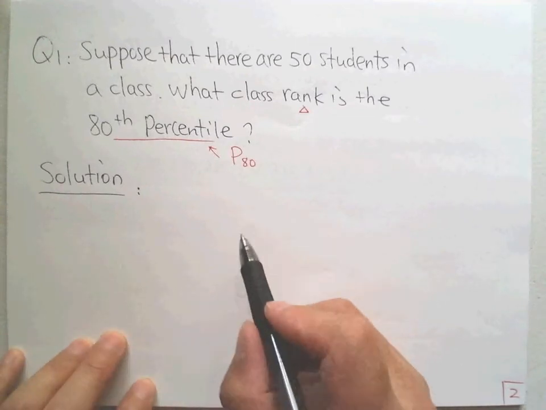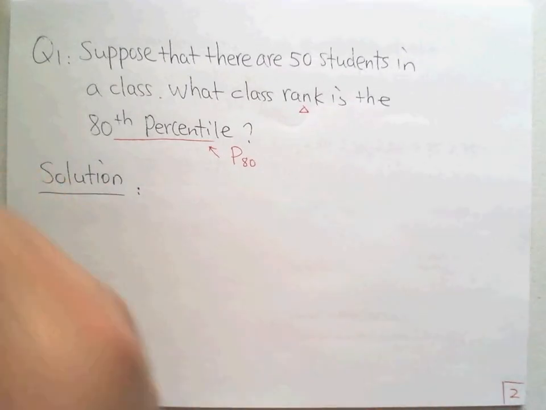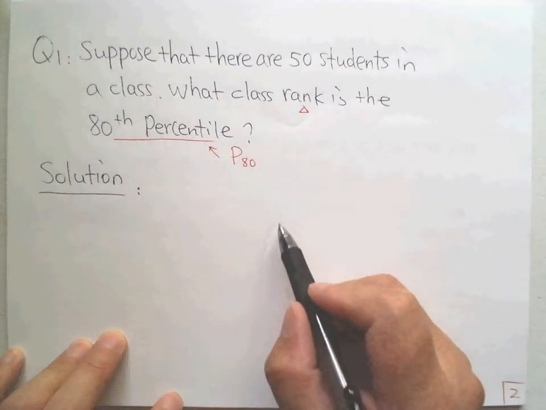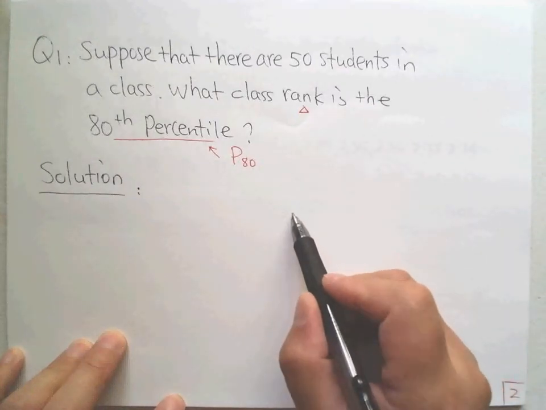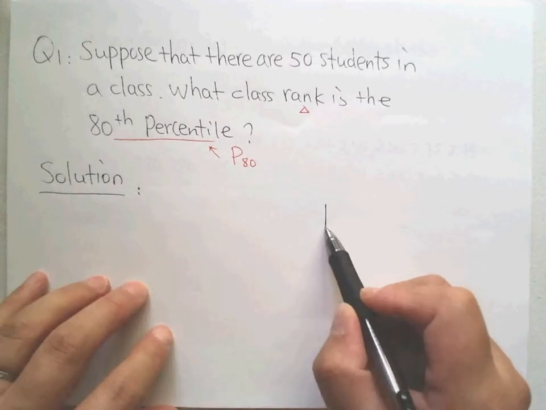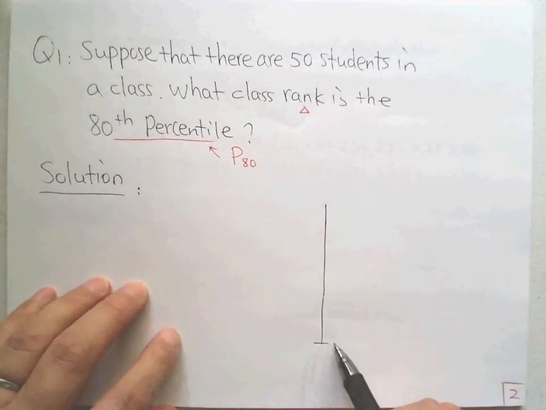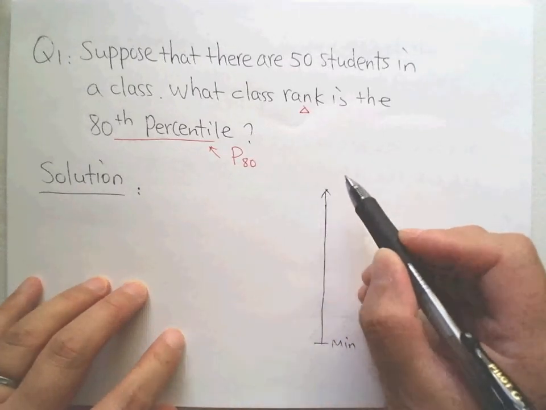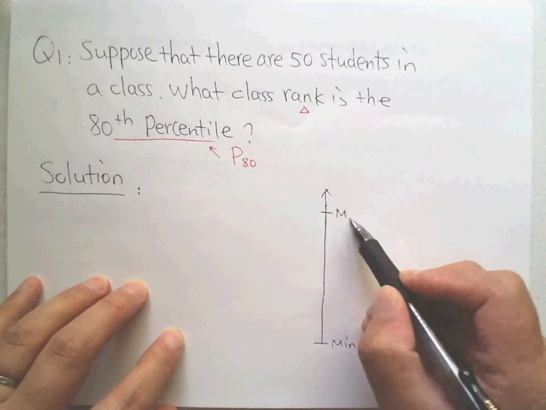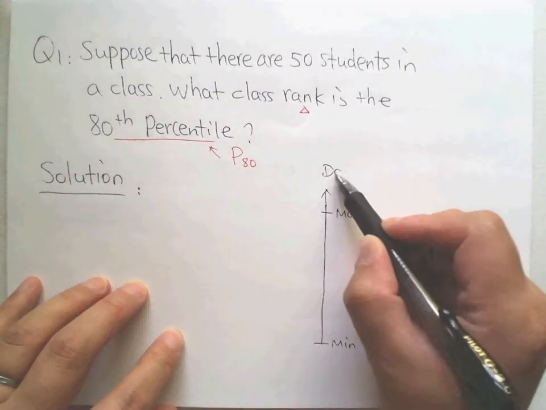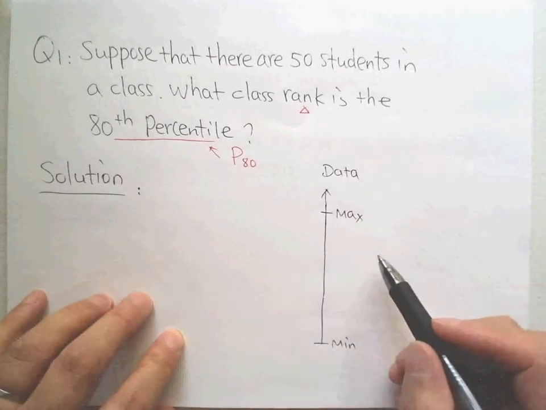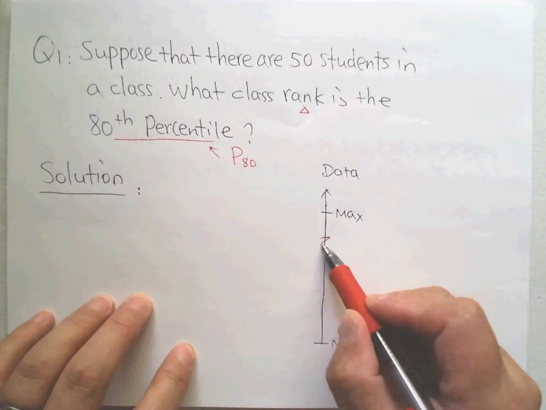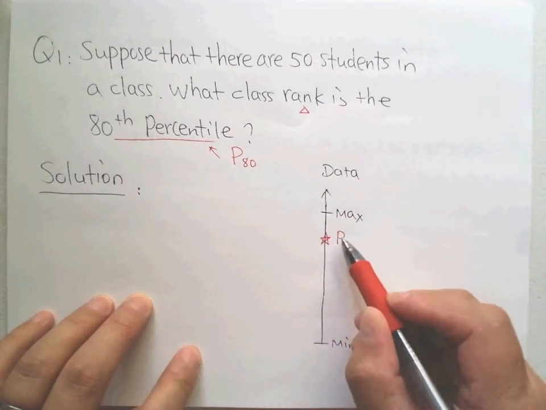However, I will draw a graph so we can understand it. Just follow the definition. I draw this graph in ascending order, with the data increasing. I say this is the minimum, and this is the maximum. The data is increasing, right? So what does the question ask? The question asks for P80. P80 should be around there somewhere. So I say P80 is here.